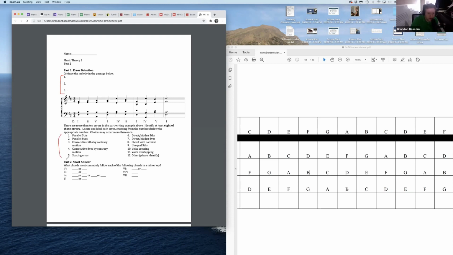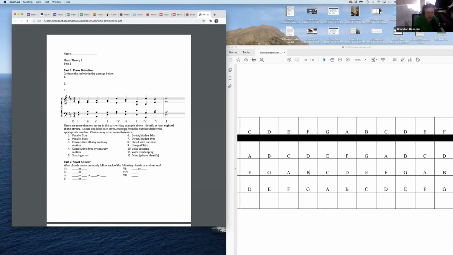Here we're writing in, this is wrong, so don't write it. If number 1 happened and we had parallel fifths, we'd write that. Or if we had a spacing error, we'd write 5 or whatever. So we're just writing in numbers that correspond to the error that they made.